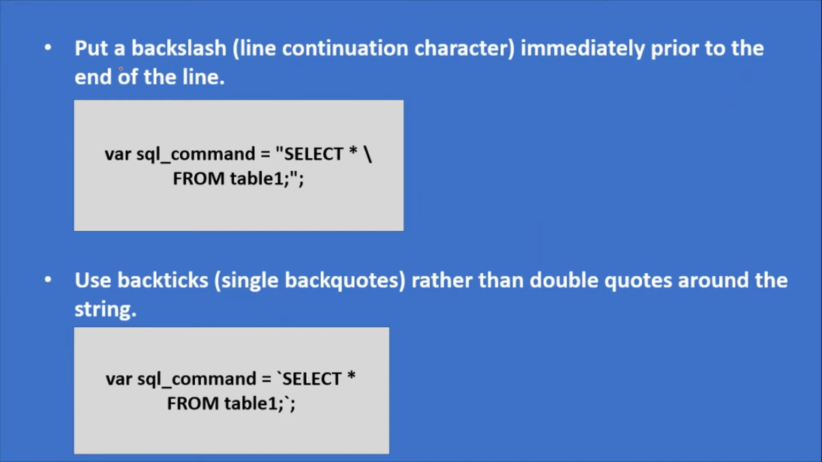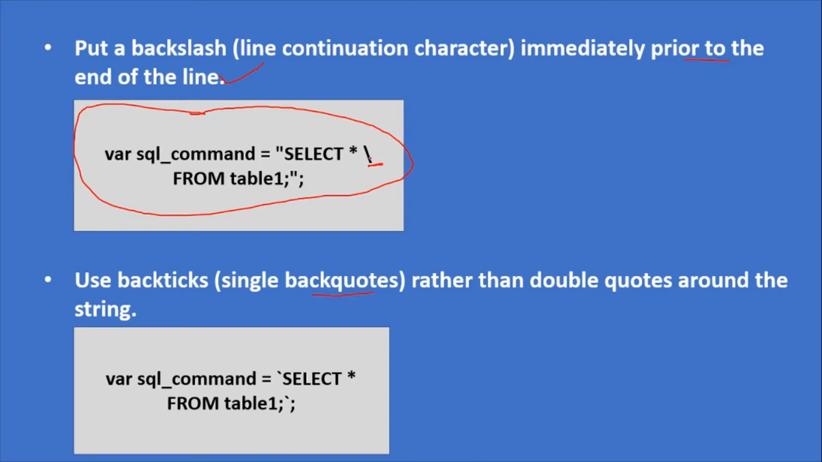So if you see here, put a backslash option. This is the line continuation character immediately prior to the end of the line. That means if you want to split the line at some point, after that character you have to put the backslash symbol. Like this, and this is the example. Here we have split the SQL statement into two lines. If you want to split into more than two lines, then at the end of each line you have to use the backslash.